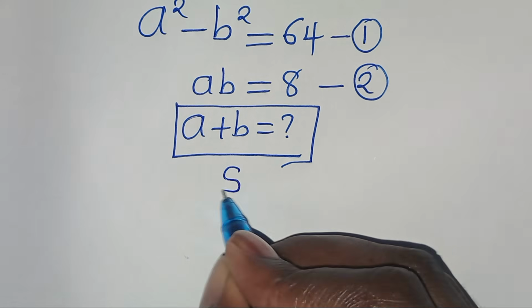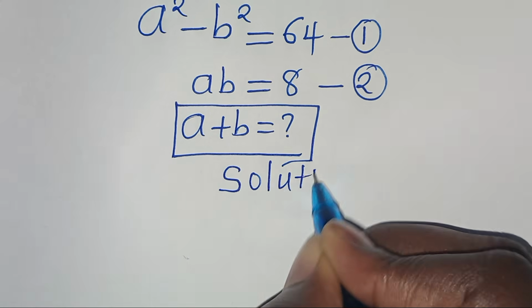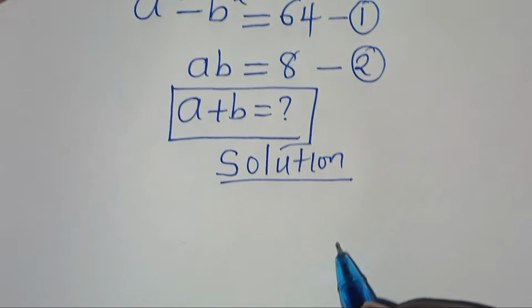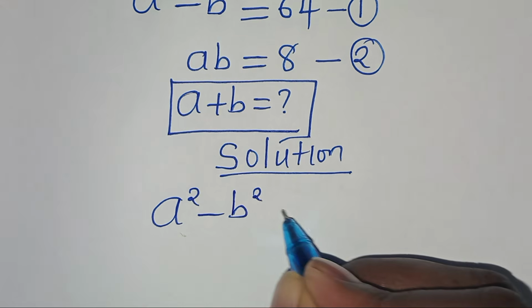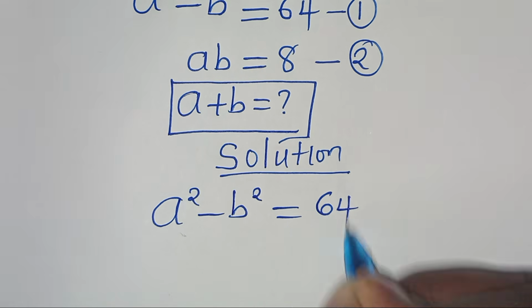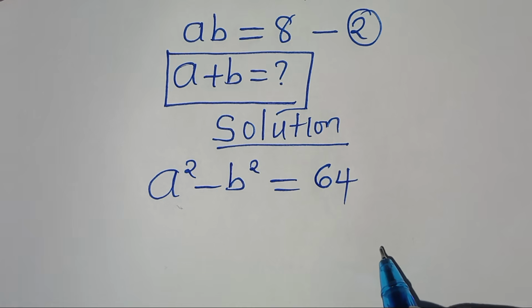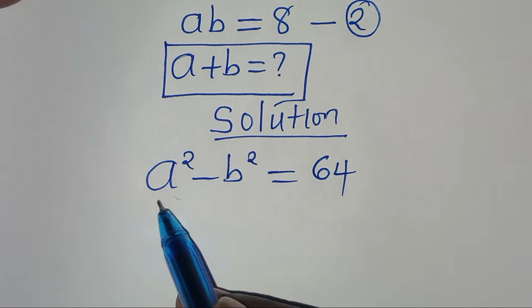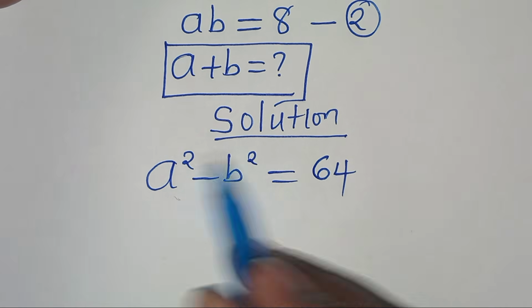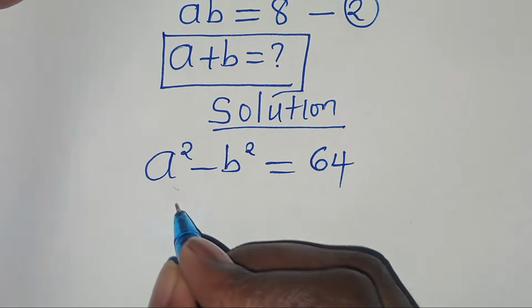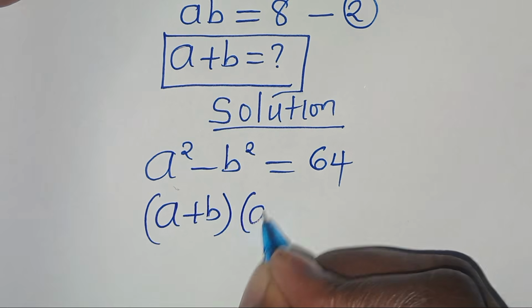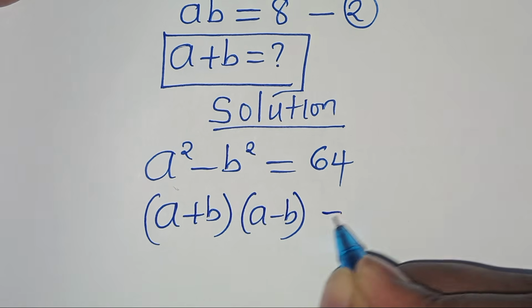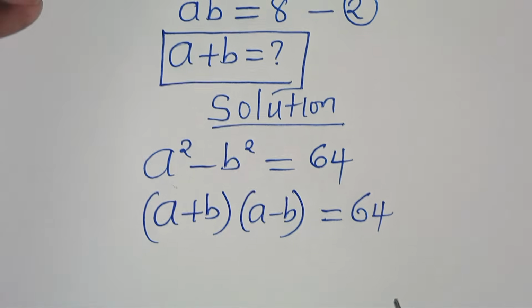Now let's provide a solution. From equation 1, a squared minus b squared is equal to 64. The first step is that a squared minus b squared is the difference of two perfect squares, which is expressed as a plus b multiplied by a minus b, equal to 64.